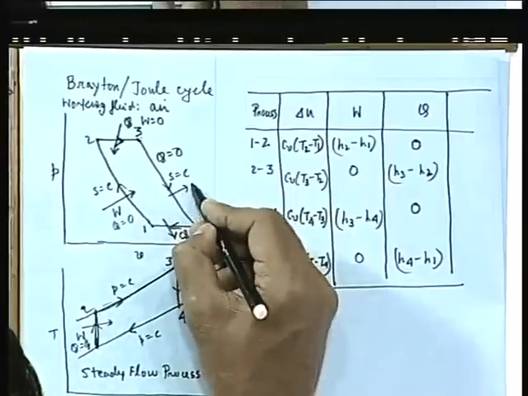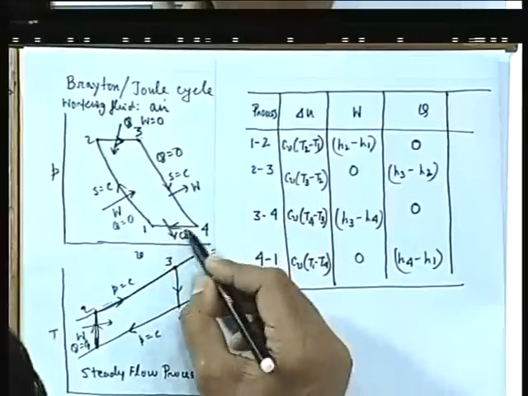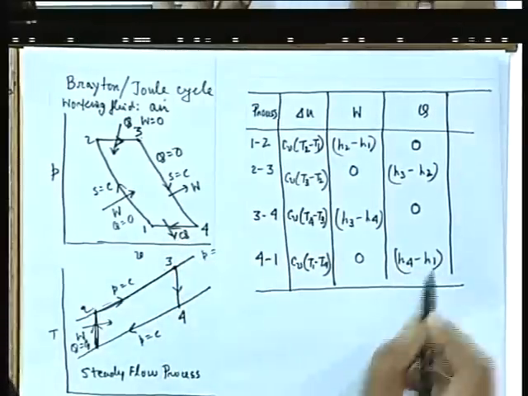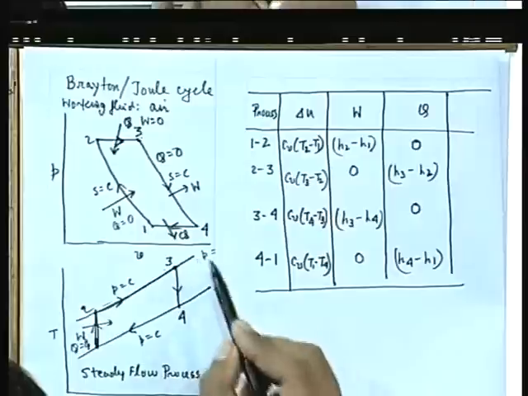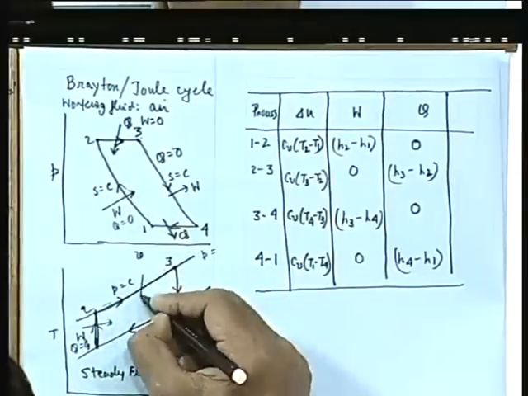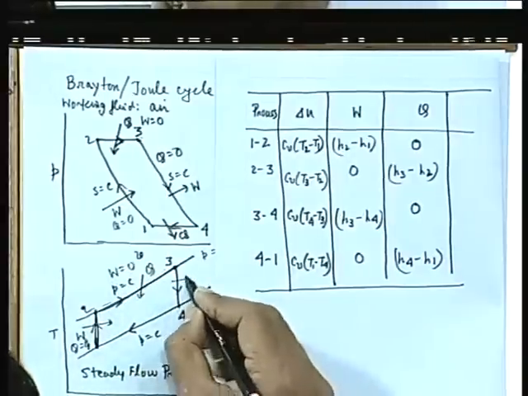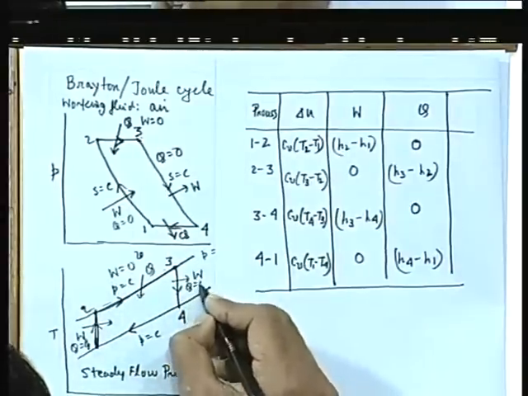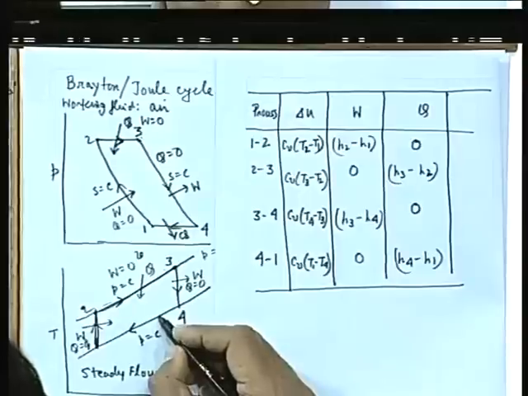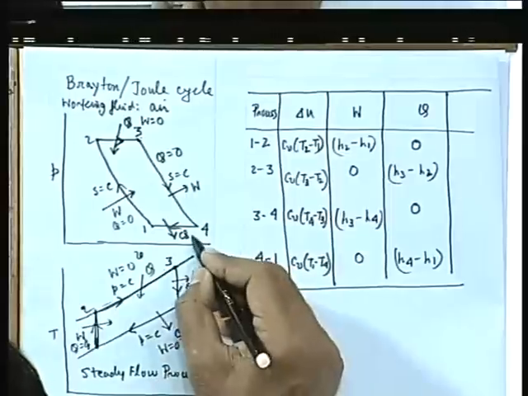So, in this case W is 0, and heat is coming out of this system, it is H4 minus H1. All right. So, these are the work and heat interactions. Here also we can write in a similar way, the Q is added, no work. Here work is coming out, no heat transfer. Here the heat is coming out, but no work transfer, W is 0.